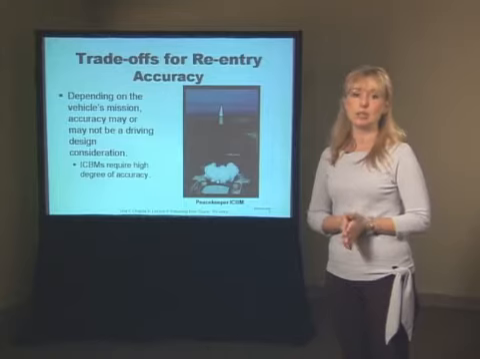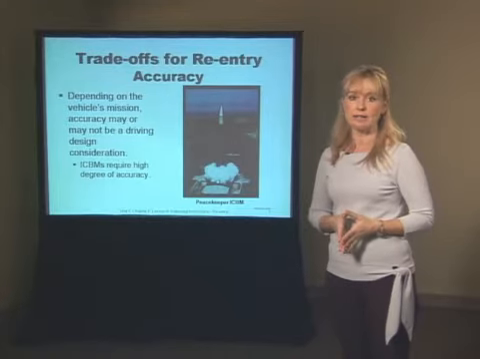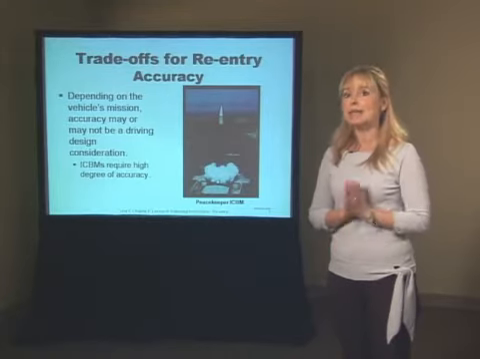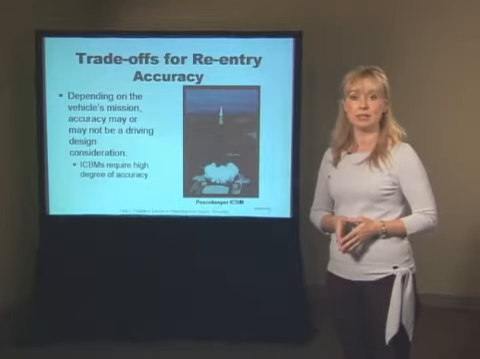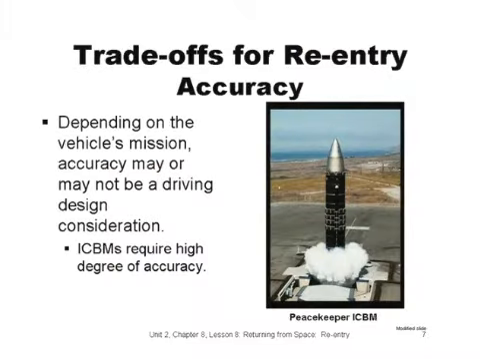We've already discussed two of the requirements for re-entry design, deceleration and heat. Now we're going to move on to accuracy. Why would accuracy be a driving design consideration in some missions, but not in others? Any thoughts? Well, let's consider 3 types of missions and think about their accuracy requirements: ICBMs, Apollo, and the Space Shuttle. If you think back to the last chapter on ICBMs, then you know that a very high degree of accuracy is required for a successful mission.